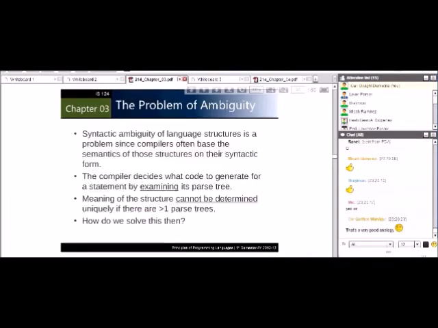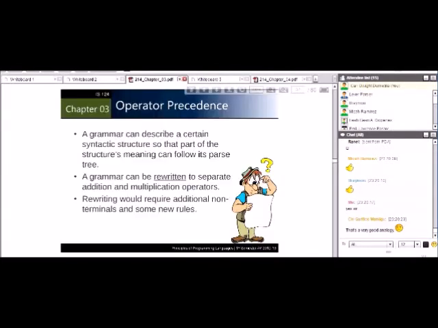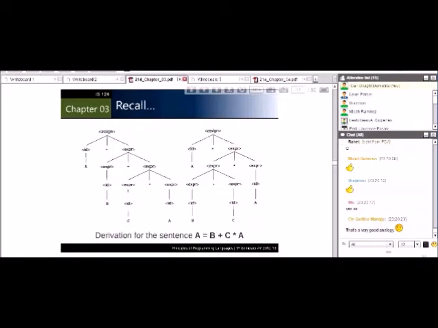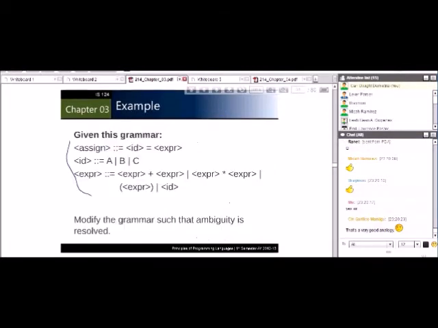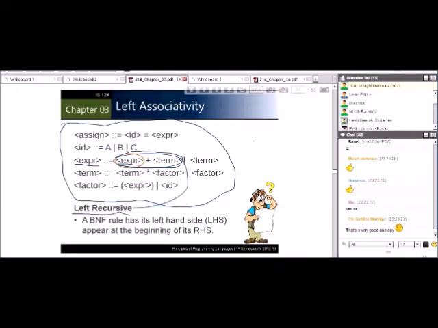Okay? Let's continue. So that's for ambiguity. For ambiguity, you either rewrite the grammar using operator precedence or operator associativity. Let's look at our rewritten grammar. This is the rewritten grammar in front of you.